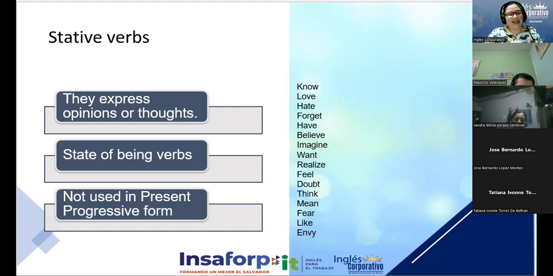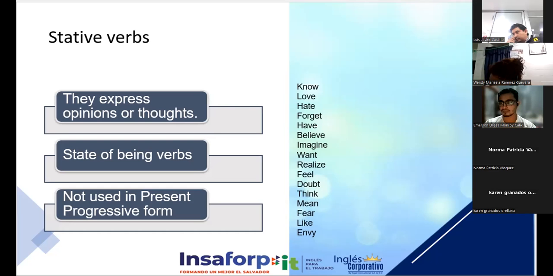Hay otra cosa, fíjense que a veces existe una regla general, pero también existen mil excepciones, ¿verdad? Entonces, la regla general es esto. They express opinions or thoughts or state of being, right? And we don't use them in the present progressive form. That's the general rule for stative verbs, okay?